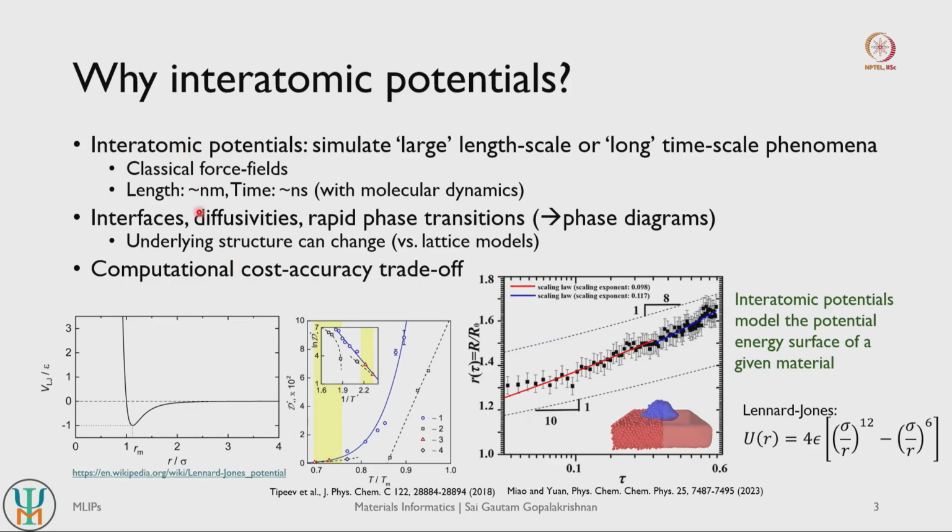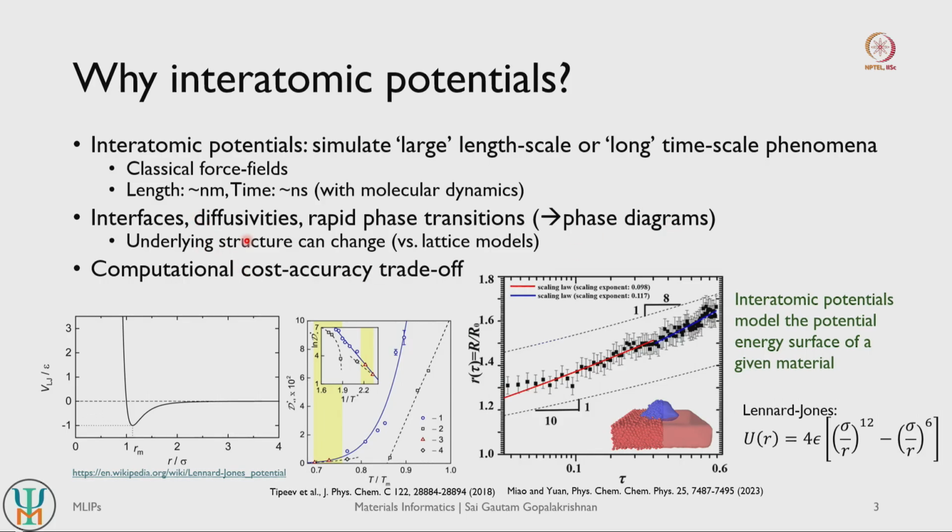As I mentioned before, interatomic potentials are quite useful in studying interfaces, which are large scale systems. Interfaces are usually of the order of several nanometers to micrometers. They are also useful for understanding diffusivities over larger length scales, and for understanding rapid phase transitions. Think about amorphization or glass formation instead of crystallization. That is a rapid phase transition. This can be studied using interatomic potential based molecular dynamics, which can in turn help us in constructing metastable phase diagrams.